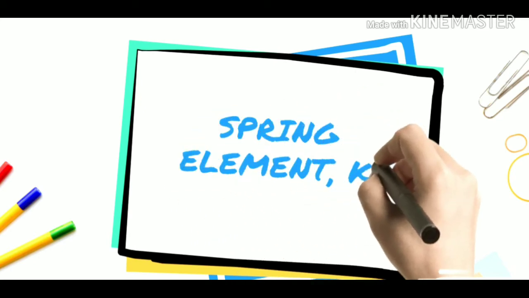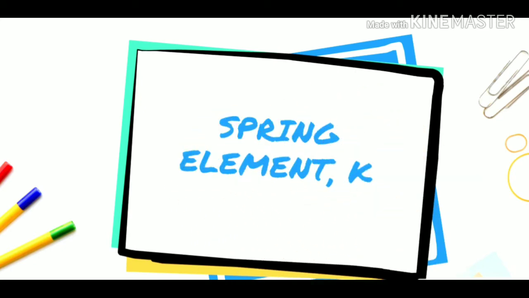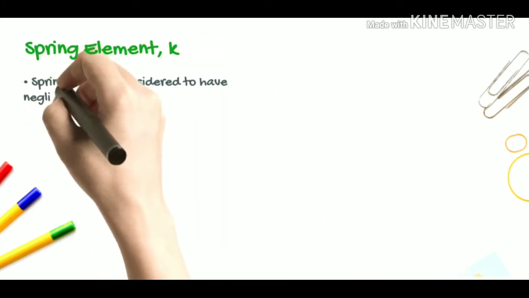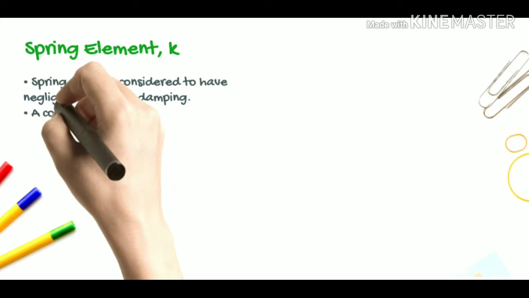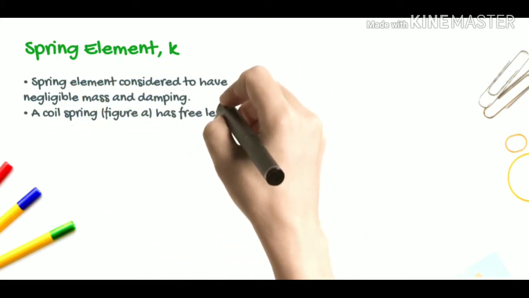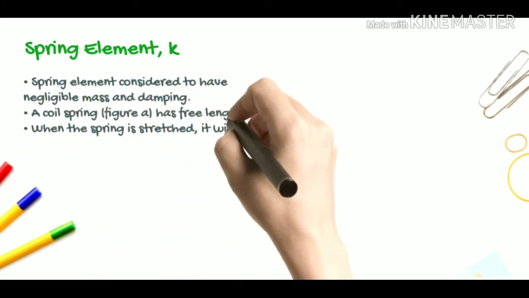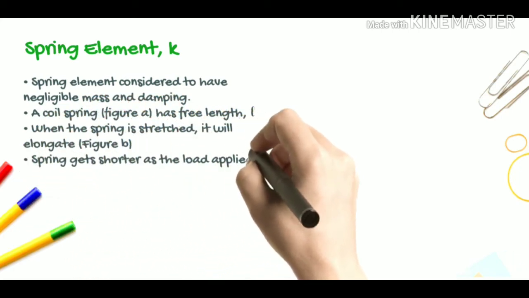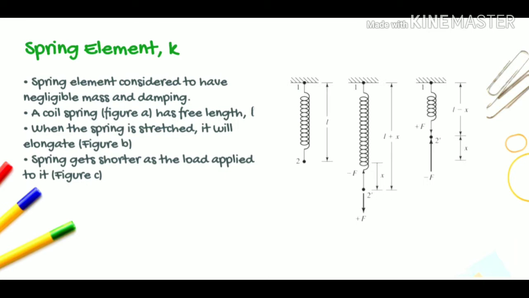Spring element. A spring element is considered to have negligible mass and damping. In figure A, a coil spring has its free length. Meanwhile, in figure B, when the spring is stretched, it will elongate. In figure C, the spring gets shorter as the load is applied to it.